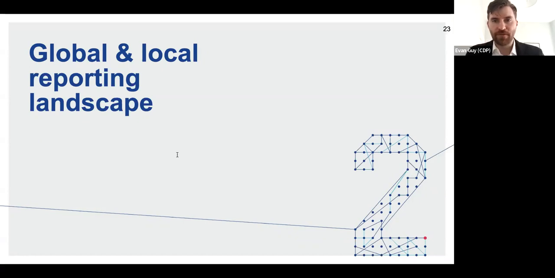Perfect. So having really established the importance of climate risk disclosure for business, in this next section, I'd like to go over the global and local reporting landscape and how you might try to understand it. So we've already established that climate change is an important issue for investors and business, but we're also seeing that this is accelerating into major changes in standards and policy and regulation around the world.